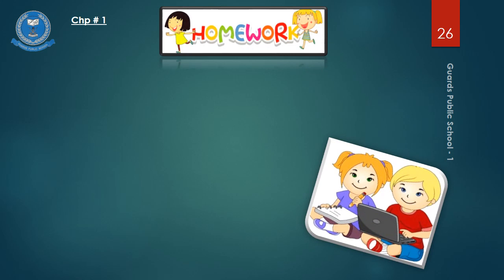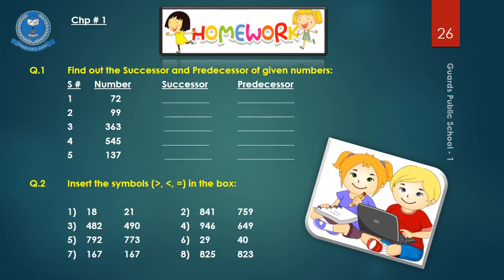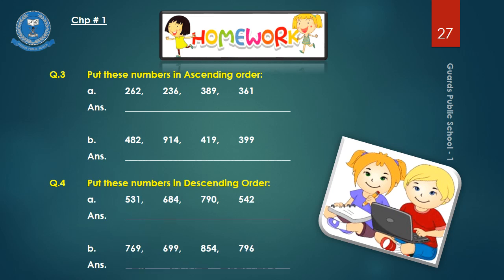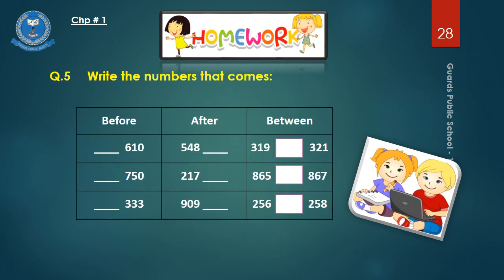Okay, now in question number 1, you have to find out the successor and predecessor of the given number. In question number 2, you have to insert the symbol greater than, less than and equal to in the box. Number 3, you have to put these numbers in ascending order. In question number 4, you have to put these numbers in descending order. Question number 5, you have to write the numbers that come before, after and between. After this, you have to complete book pages from 9 till 14.